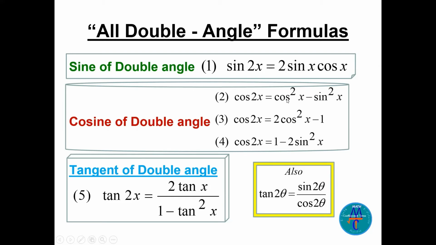One formula: cosine squared of x minus sine squared of x. Another one only contains cosine here. And the third one here contains only the sine.